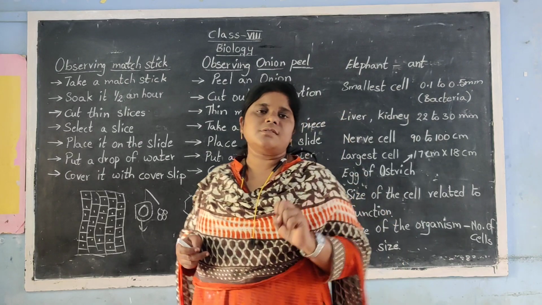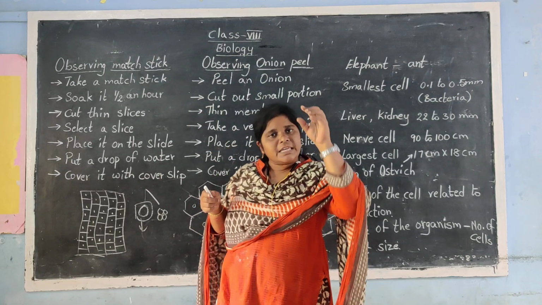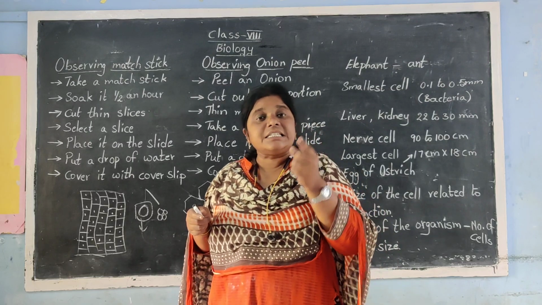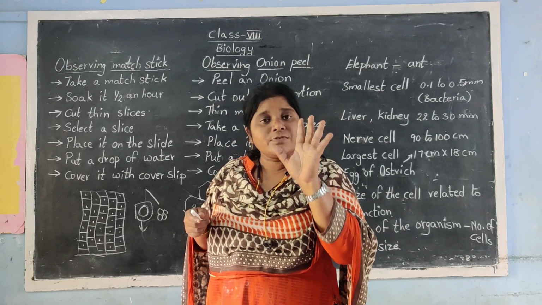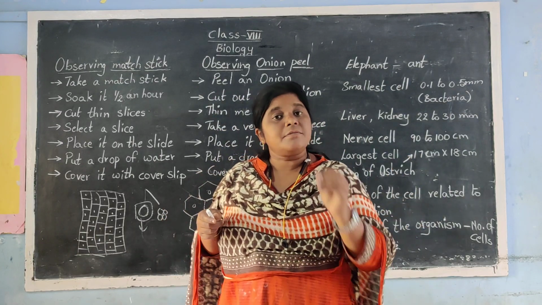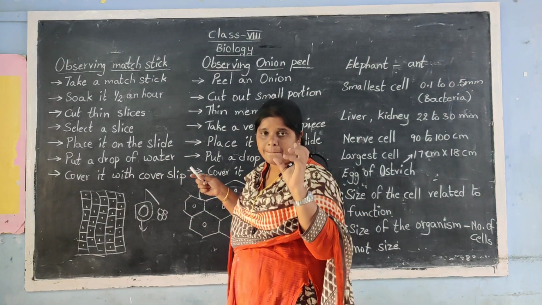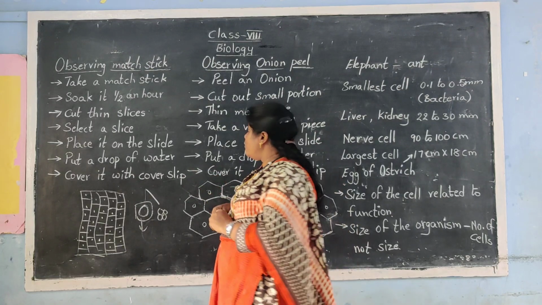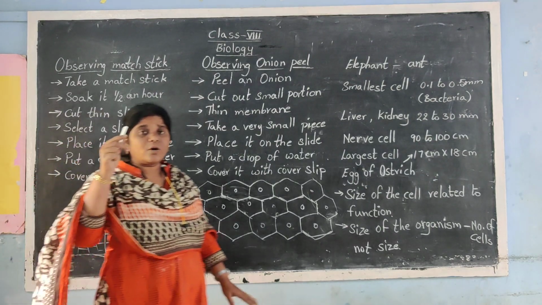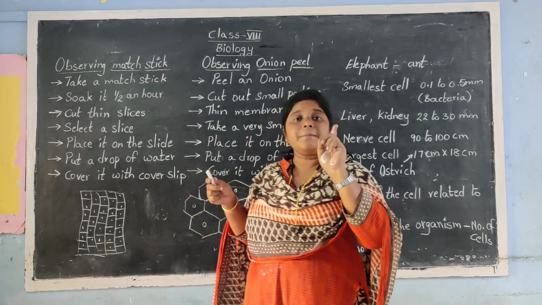Now, as you are very new to biology, let me start with observing a matchstick. In the first video itself, I mentioned that each and every organism is made up of cells. Maybe a bird, maybe an animal, maybe a plant, whatever it is, every organism is made up of what? Cells. Now, if you want to observe how the cells are, I already mentioned that cells are very, very small, and they can be observed only under a microscope.